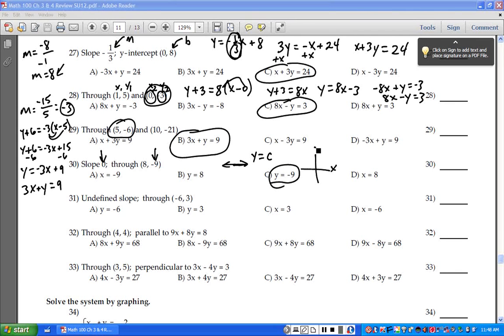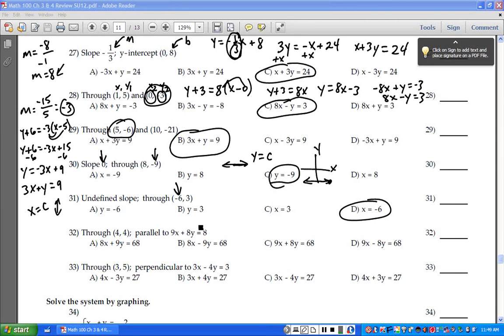So if this is my x-axis, y-axis, y equals -9 will be down here somewhere. And that means this point would be somewhere on this line. Okay. So 30, the answer is C, y equals -9. 31, undefined slope. So that tells me I have a vertical line and that x equals some constant or some number. So for 31, I know my answer has to either be C or D. And because my point says my x is -6, then there you have it. I know it's D.